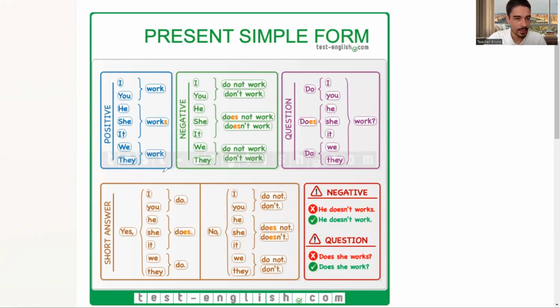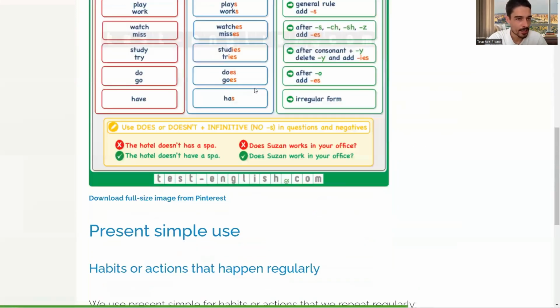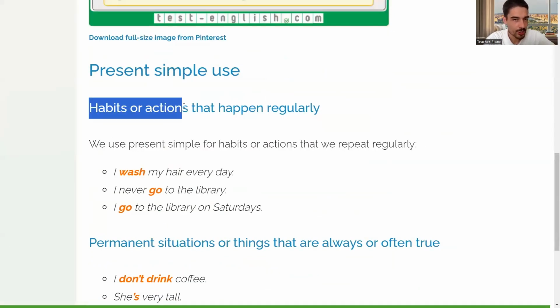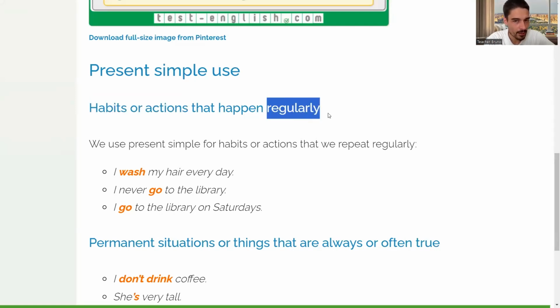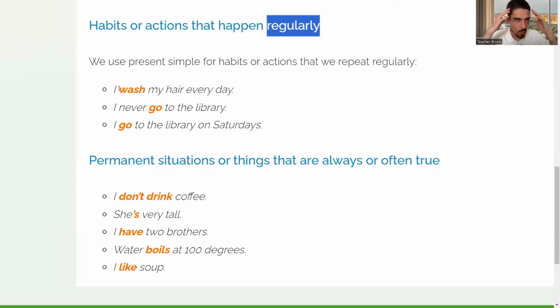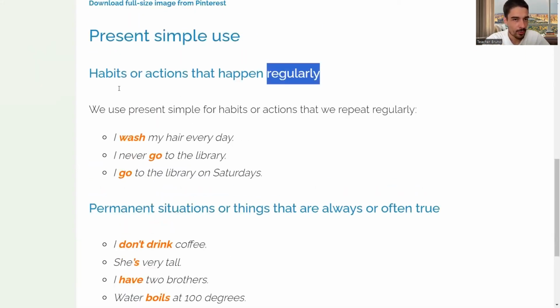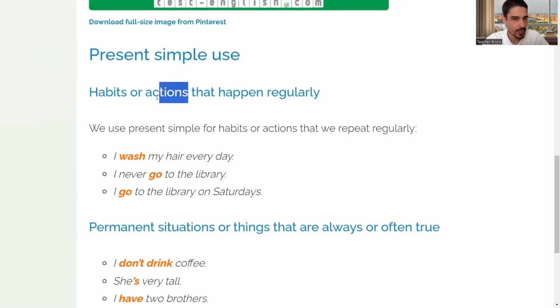The present simple in English is used for habits and routines, things in general, habits or actions that happen regularly. For example, I wash my hair every day. I read books. I never go to the library. I go to the library on Saturdays. Habits, routines, frequent actions, things in general. So this is the present simple.